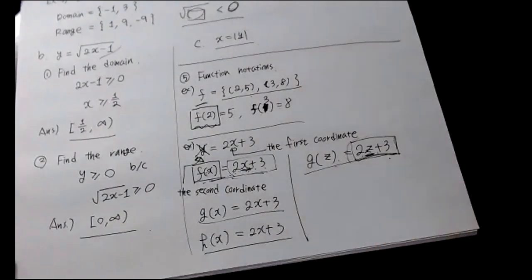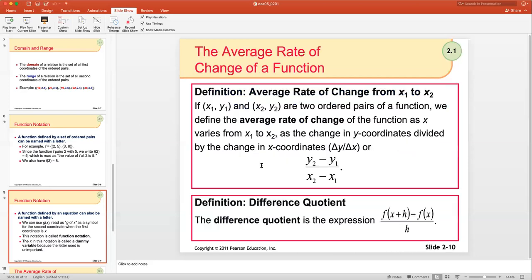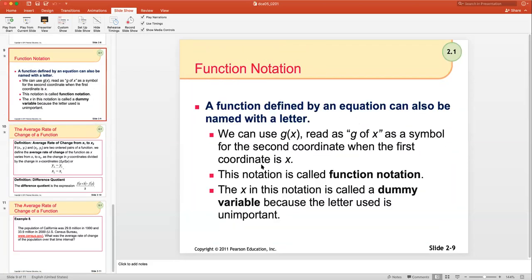Okay, so now in the next slide, let's see. A function defined by an equation can also be named with a letter. I told you, right? We can use g of x, read as g of x, as a symbol for the second coordinate when the first coordinate is x. The notation is called function notation. The x in this notation is called a dummy variable because the letter used is unimportant. Now see the example in the textbook.